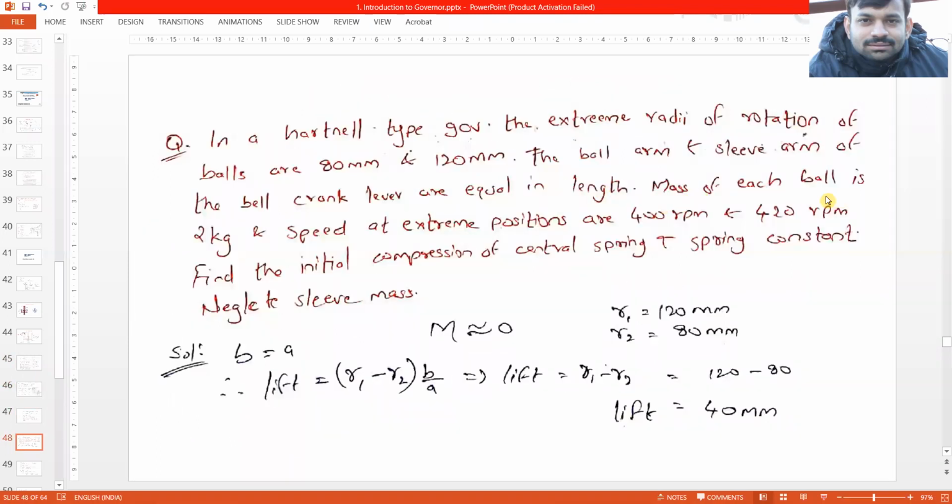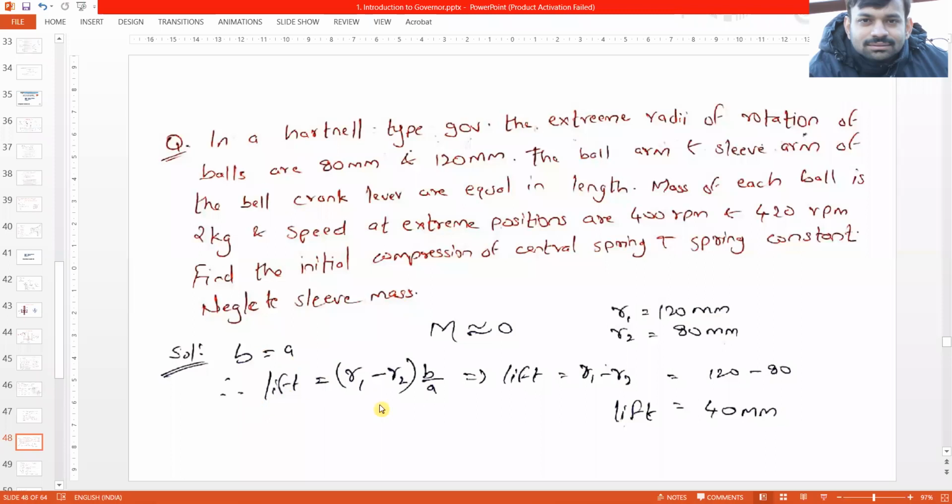All right. The mass of each ball is 2 kg and the speeds at extreme positions are 400 rpm and 420 rpm. So minimum and maximum speeds are given and the mass of the ball is given. Find the initial compression of the central spring and the spring constant. Neglect the sleeve mass. So capital M is 0. Find the initial compression, and the spring constant is to be determined.